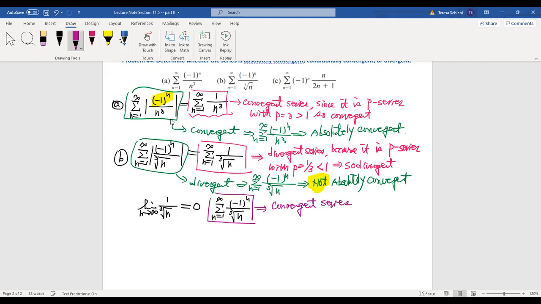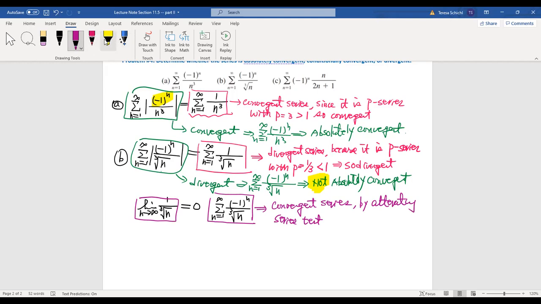Why is this a convergent series? By the alternating series test. You test the b_n part to see that it approaches 0, and because this approaches 0, I know this is a convergent series.